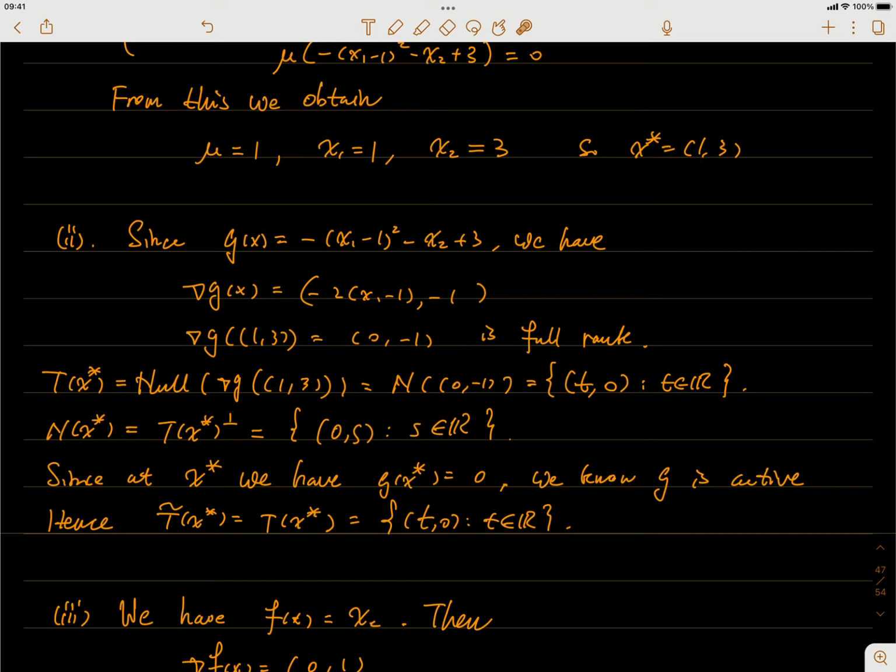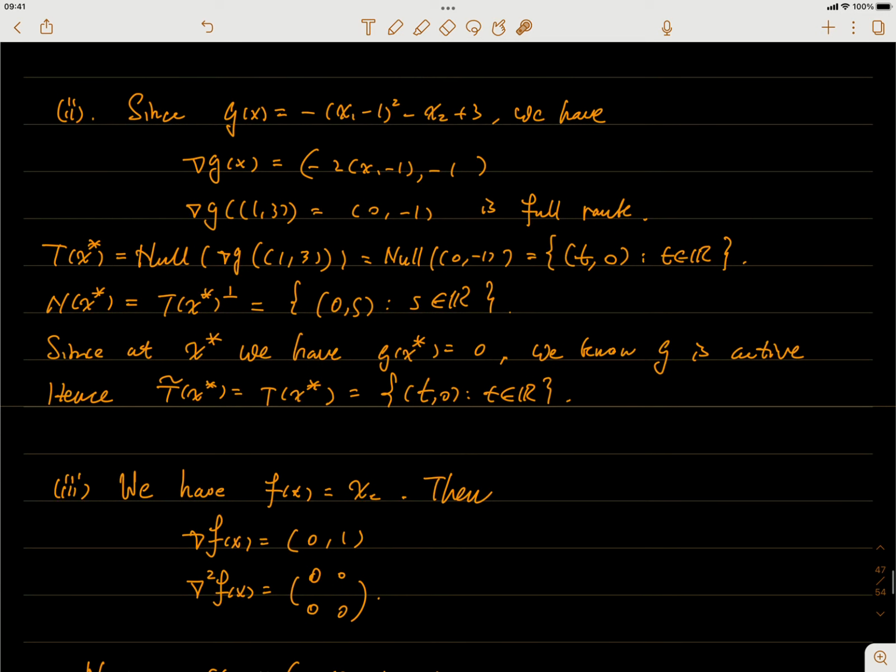The N(x star) is just the orthogonal complement of T(x star). So just collect all the vectors that are perpendicular to every vector in here, and that is just this. It's the vectors of the form (0, s). The first component has to be equal to 0, and the second component can be any scalar s.